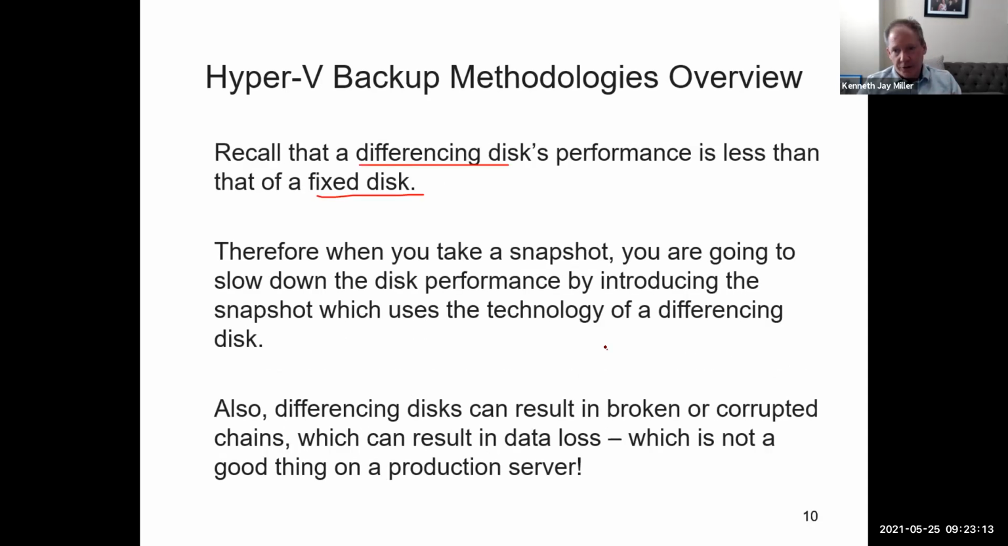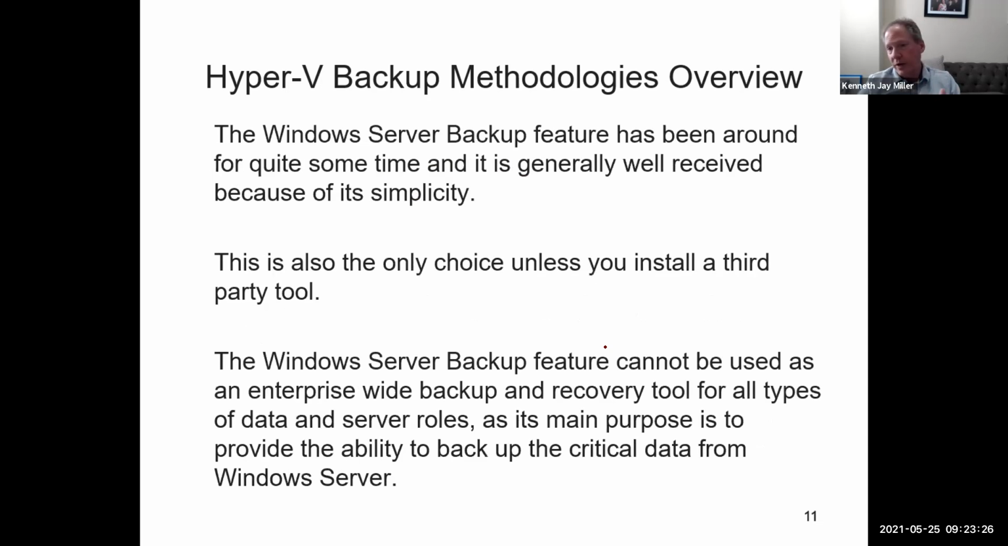Okay. So that's our third method, right? The first one is copying the hard drives, the VHDX files. The second is import export. The third is with our checkpoints. And then finally, the better way is to use a Windows backup program. Now, by default, Windows Server 2019 and every other version has a Windows backup feature.